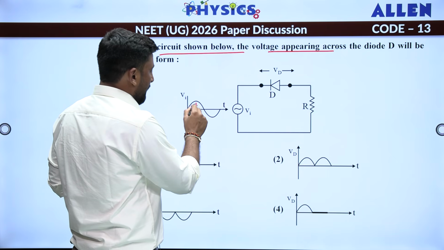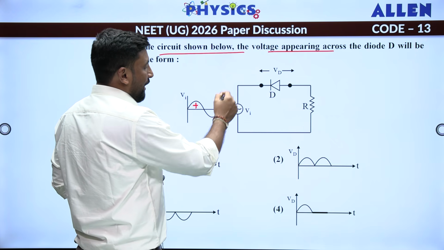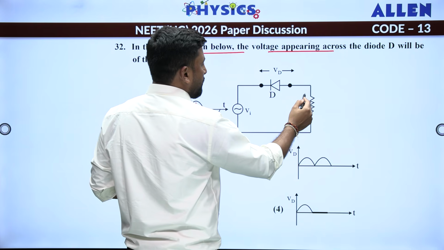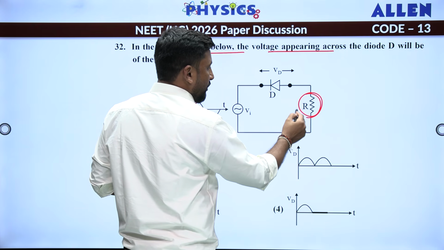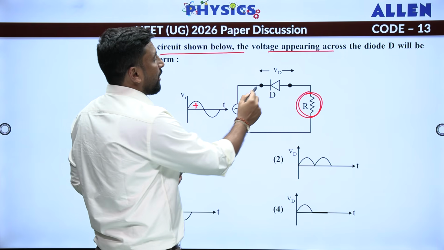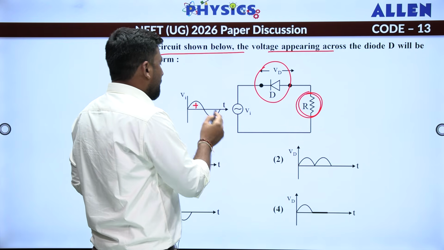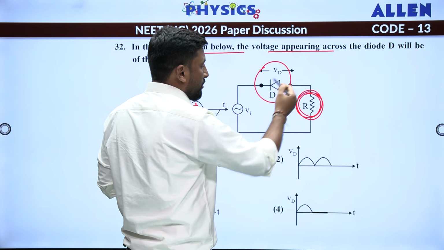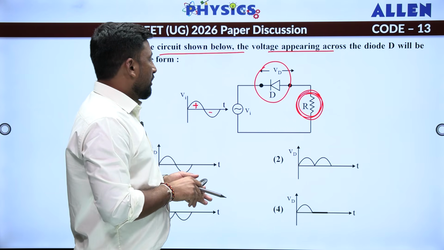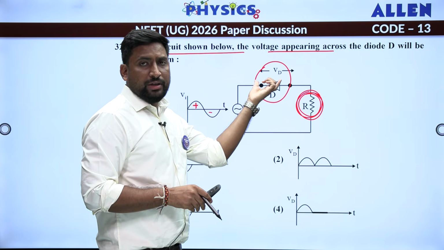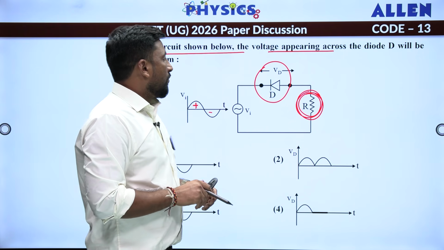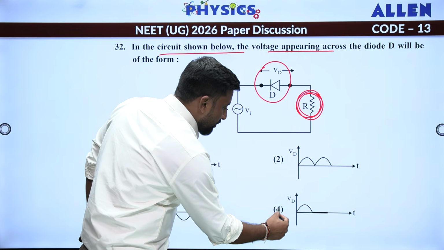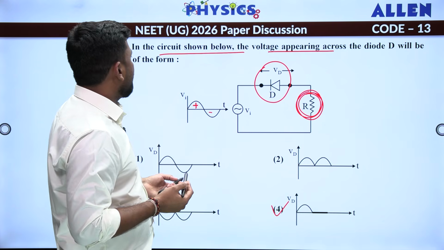In this case, when the positive signal is there, the diode will not be conducting, so there is no current through the resistance, and so there is no potential difference across this resistance. So all the input will appear across the diode. But for the negative input, the diode will be conducting, so all the voltage will appear across the resistance. So the voltage across the diode will be there only when the input is positive. According to that, the only matching option is option number 4. So again, it's a very simple question.